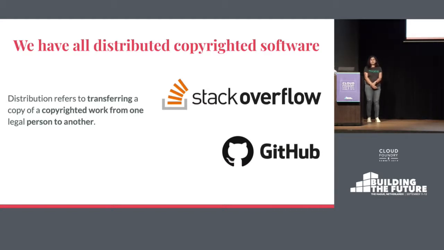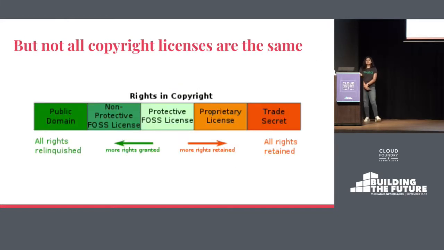So a lot of us have probably looked at Stack Overflow, and we see people pasting code from different places. We all have linked our friends to GitHub repositories, and we've all done distribution, which is transferring copyrighted work from one person to another. But not all copyrighted licenses are the same. You have public domain licenses, which basically means you can do whatever you want. You have trade secret, which basically no one even knows it exists.